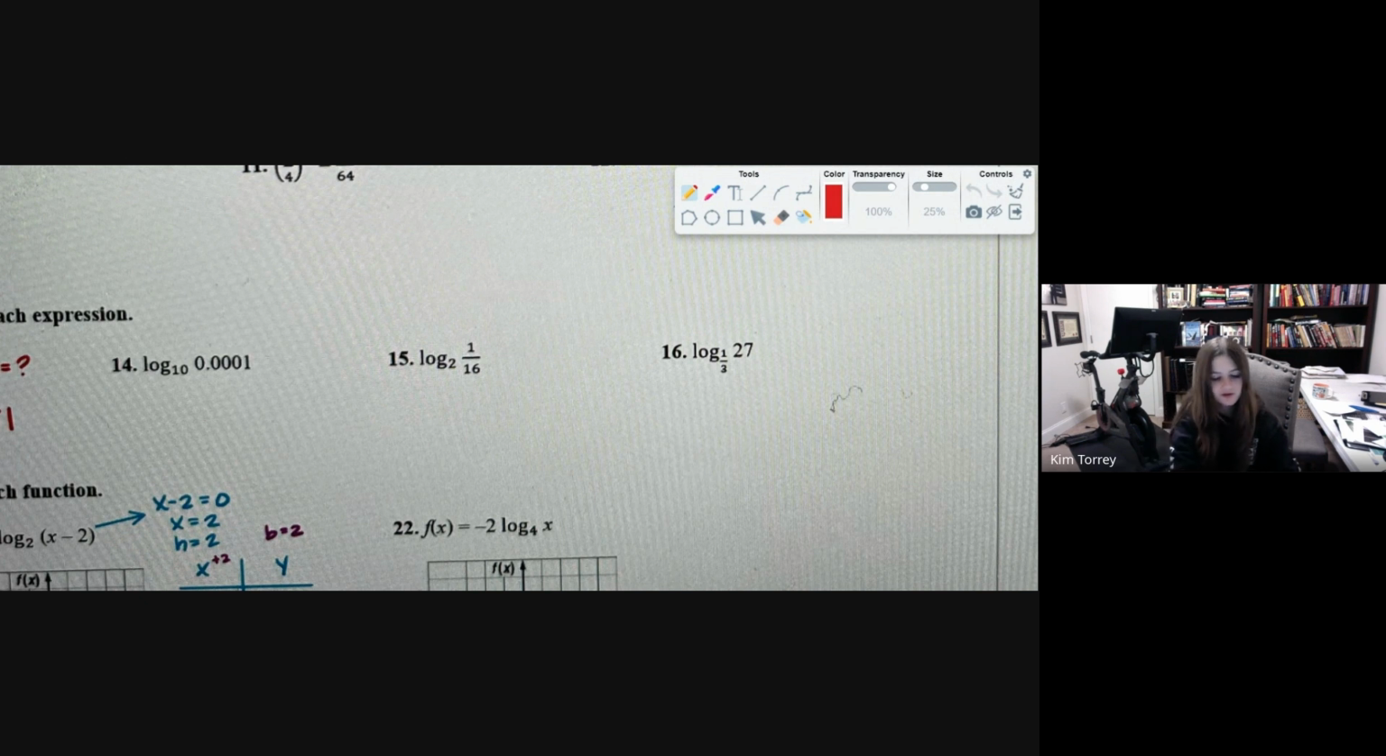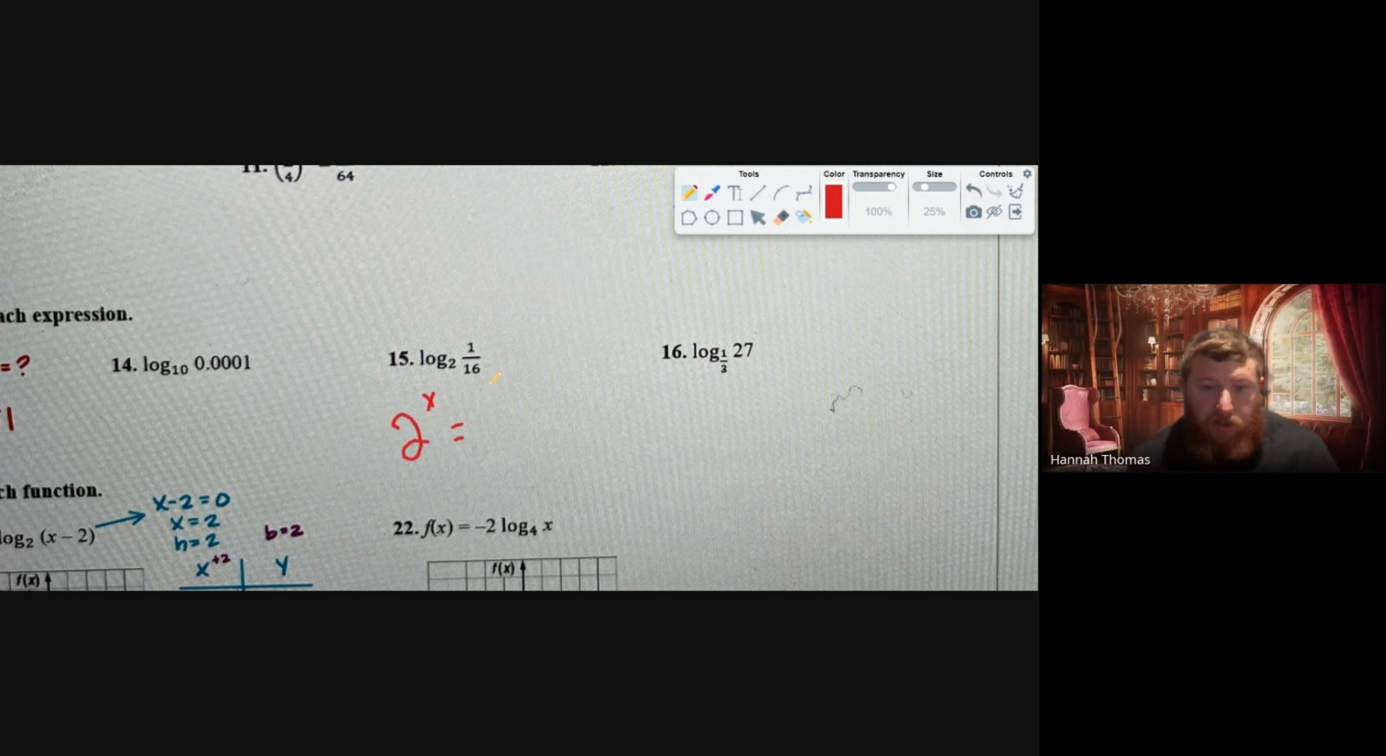Okay. So then for 15, you would do 2^x equals 1/16, right? Because it's 1 over 16. So what we'd have to do is we'd have to change 1 over 16 to 16 raised to negative 1 because we moved it from the denominator to the numerator. So now the exponent is negative.